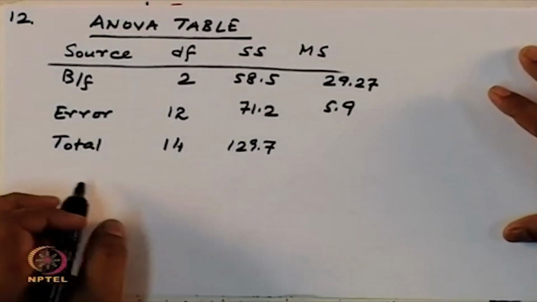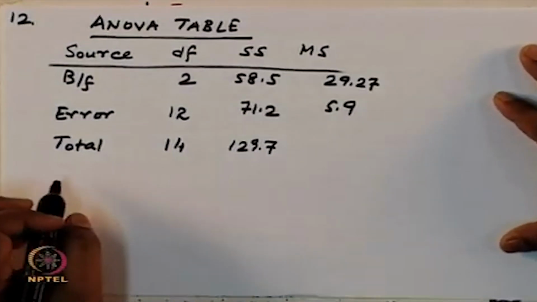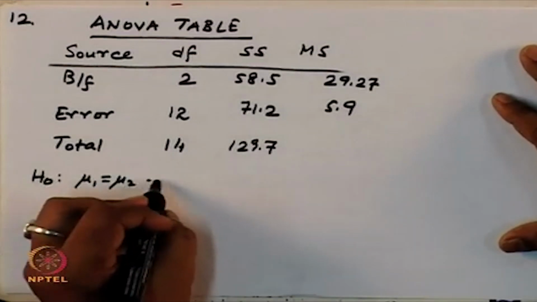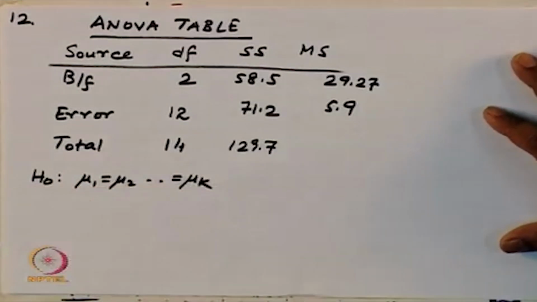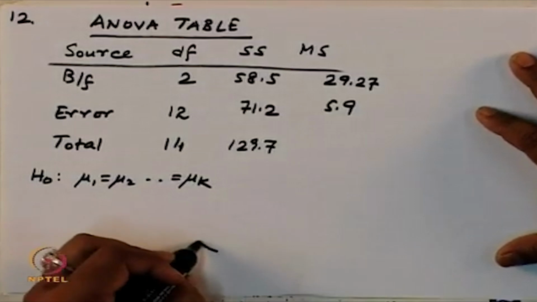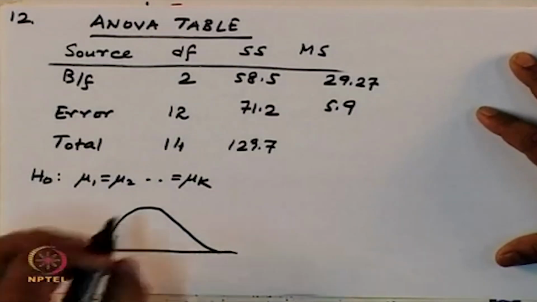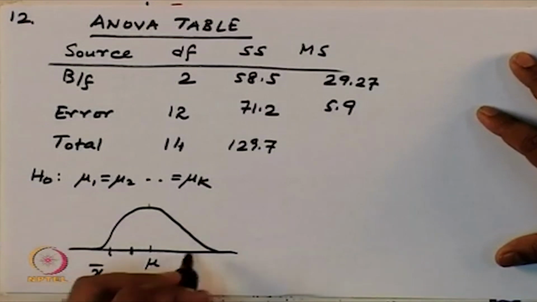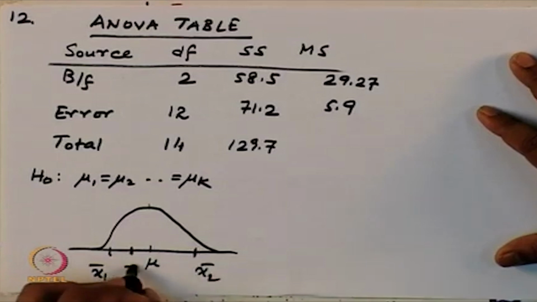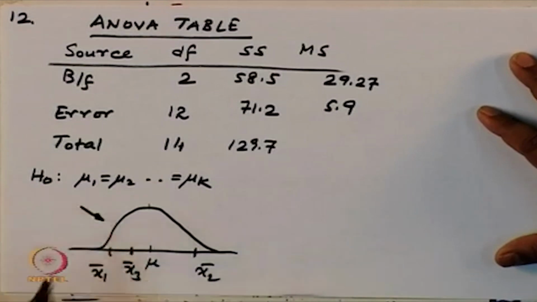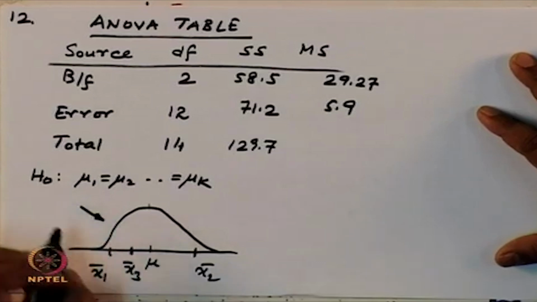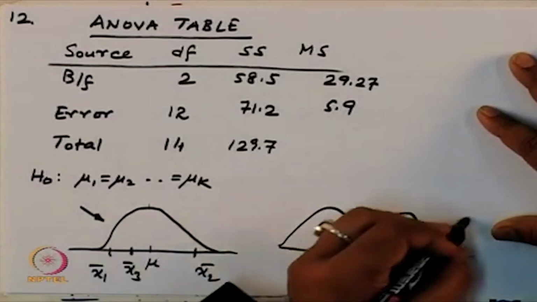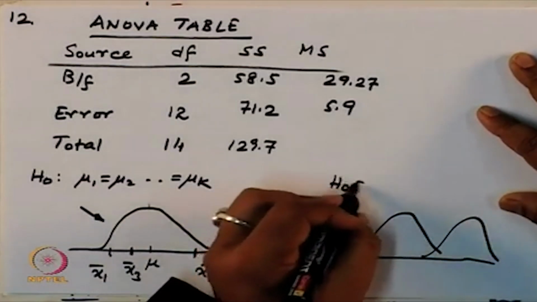Now, what do you need to do to test your hypothesis? Your H naught is mu 1 equal to mu 2 equal to mu k. If these means were all the same, then you would have had a distribution. Let us say hypothetically you can have x1 bar here, x2 bar here, x3 bar here. In this case you might have agreed to say H naught is true. However, if your case was something like this, here your H naught is false.